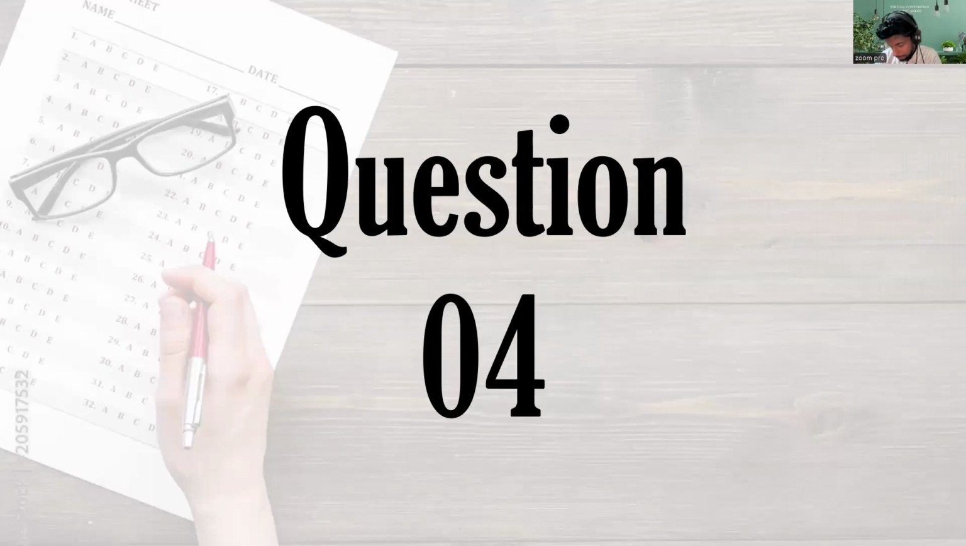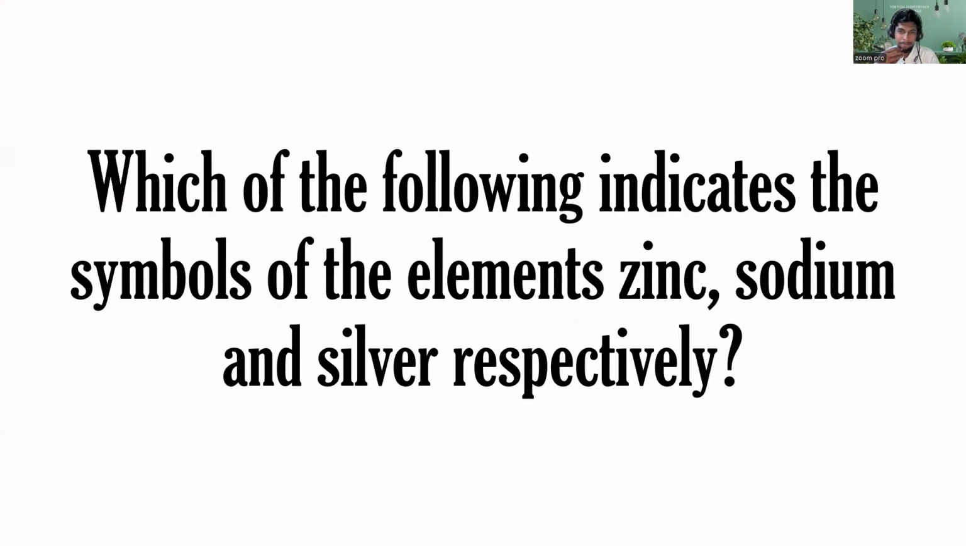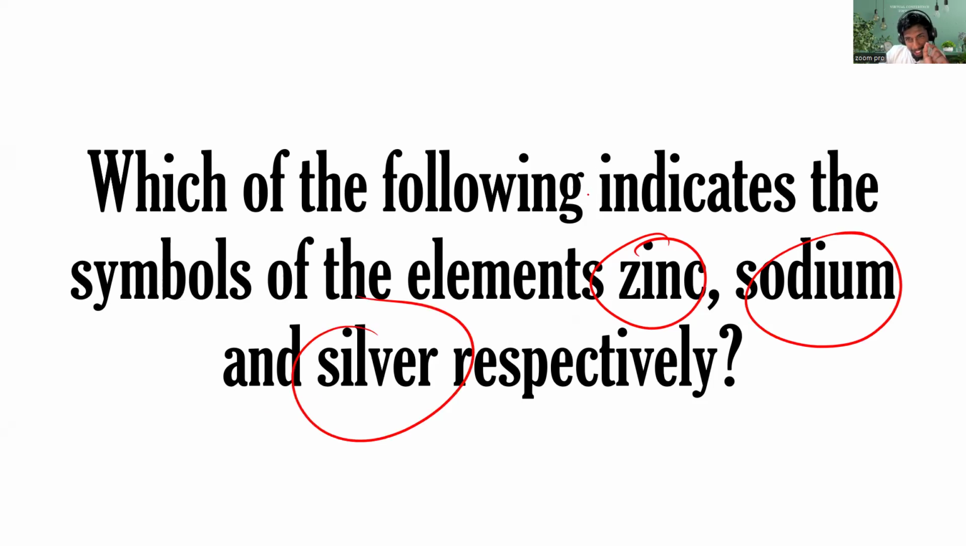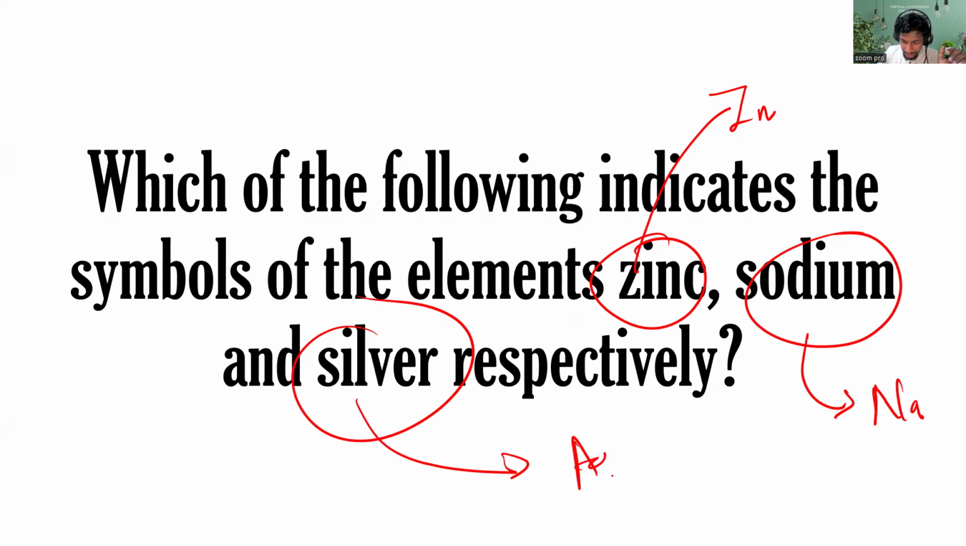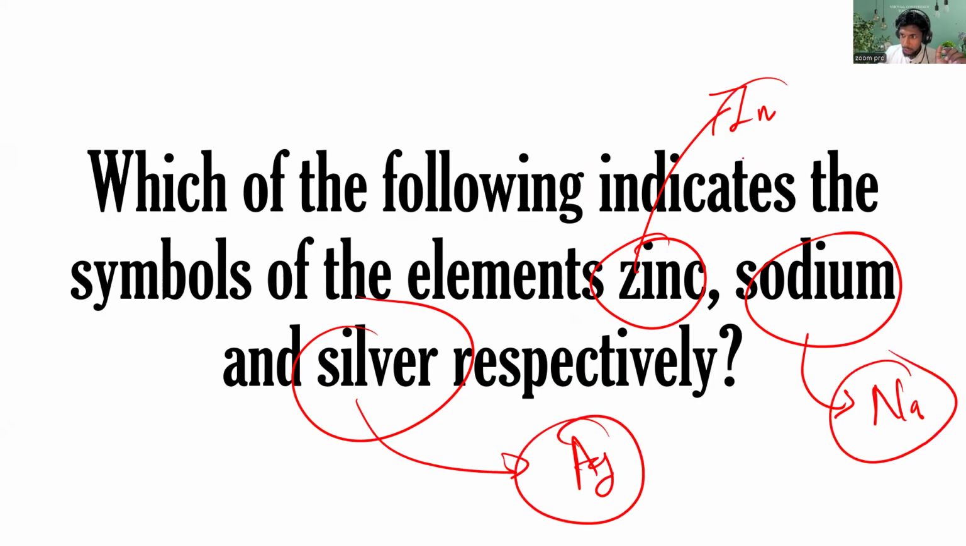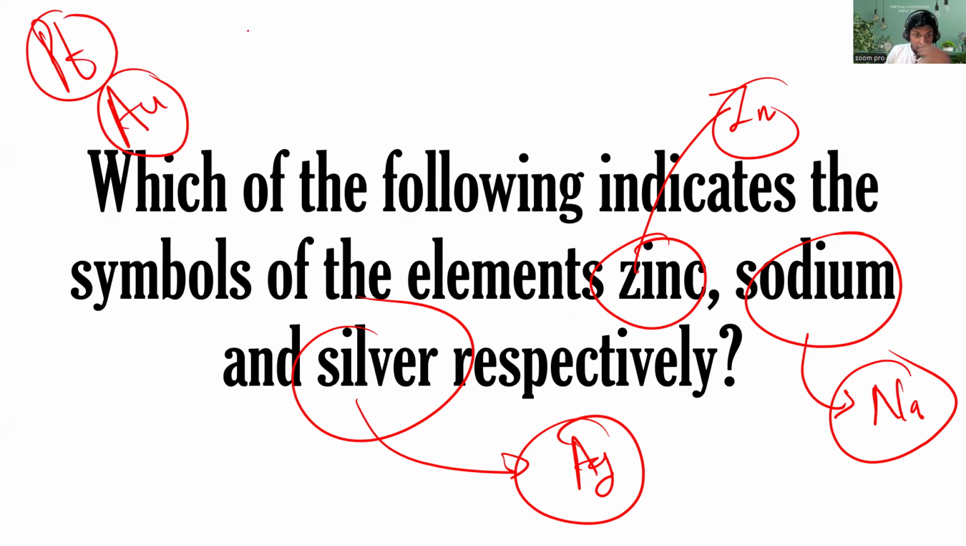Okay. Question number 4. Regarding the symbols of the elements. Those who get the wrong answer for this one, just don't study science, right? Leave the science, that is my kind request. Because it is a very, very easy question, right? Here, listen. Zinc, sodium, and silver. What are the symbols for these elements? That's the question. Zinc, you know, Zn. Sodium, you know, that is Na. Silver, that is Ag. So, you know, Pt, that is platinum. Au, that is gold. And copper, you know, Cu.